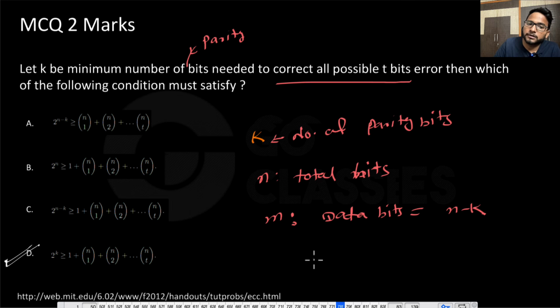I hope you understood how we are solving this question, right? So 2 power k is the total parity bit combinations that you have, and these are the possibilities at the receiver side. That is why 2 power k should be greater than or equal to 1 plus nC1, nC2, similarly till nCt. Okay, that's a very nice question. I hope you understood it. If there is any doubt, you can comment it out and I will clarify that doubt.